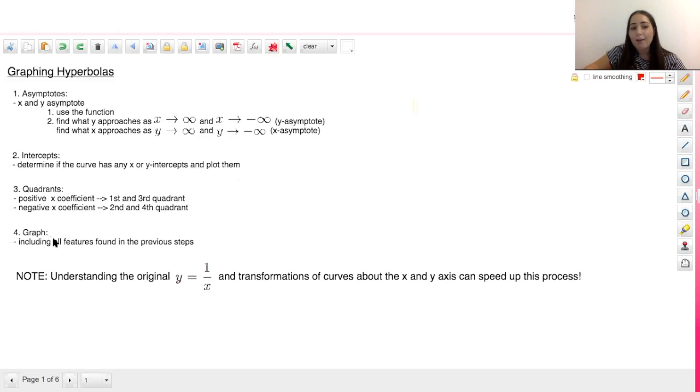And then finally, the graph. Once you have all these important features, the asymptotes, the intercepts, and the quadrants, once you know where they are placed, then you can simply draw the function.